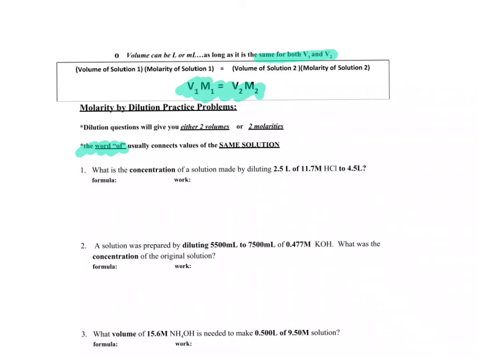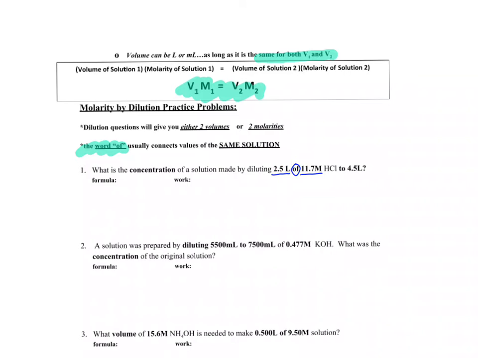So our first problem says, what is the concentration of a solution made by diluting 2.5 liters of 11.7 molar HCl to 4.5 liters? Well, here it says I'm diluting 2.5 liters. Here's that word "of" 11.7 molar HCl. So this is telling you that this volume corresponds to this concentration of HCl. So these are both in the same solution.